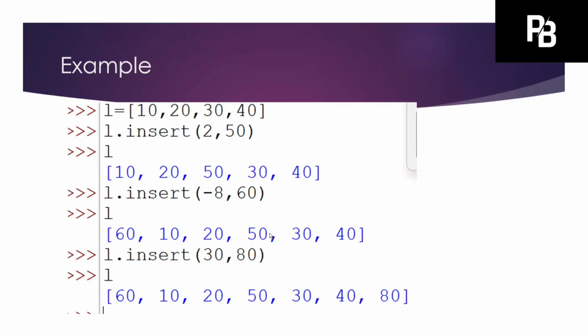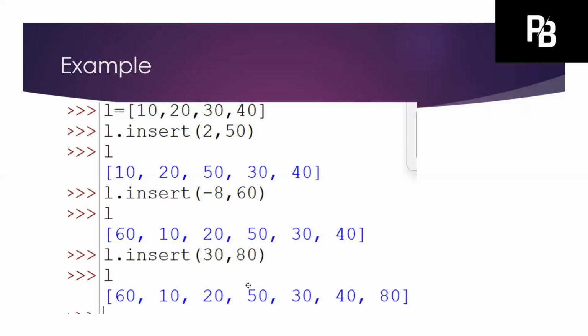Okay, 80 is not there. That is the positive position I'm giving. If you are giving a negative position and that position is not there, then this will insert at the starting of the list. But if you are giving a positive position, then what? 30 is your position. 80 is your element. 2 is your position. 50 is your element.